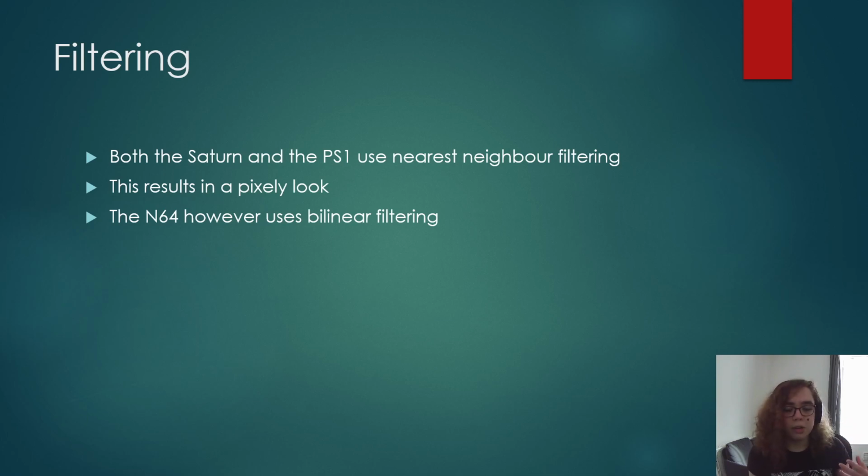The N64, however, instead of sampling from 4 points, it samples from 3 points. And so the result with this is that sometimes textures can look a bit weird. And so to get around this, developers would specifically bake textures to already be warped so that they would look good with this way of filtering.